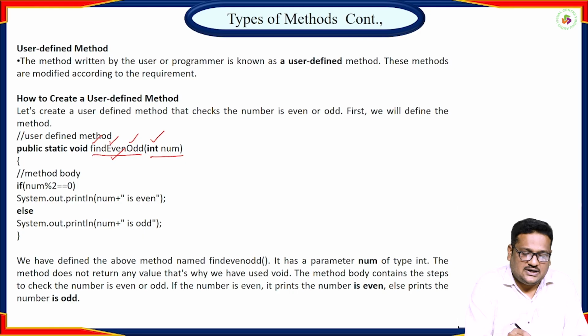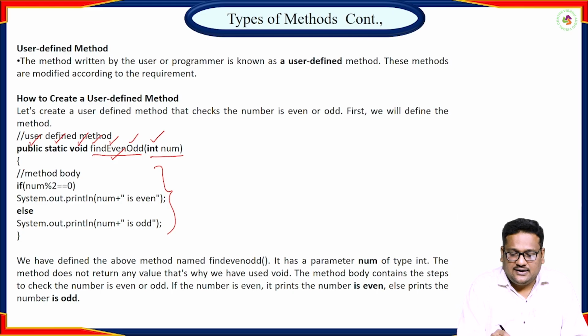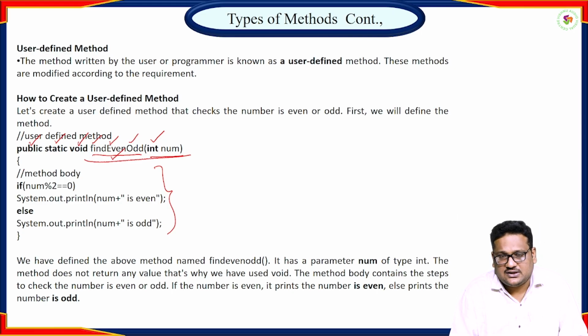So here, public is the access specifier, static is the keyword, void is the return type, and the entire thing is the body. And this is the method signature. So these are the components of a method. Finally, this method will tell us whether the given number is even or odd based upon this condition. If the result is equal to 0, then the given number is even, otherwise the given number is odd. So this is the example of user-defined methods in Java.